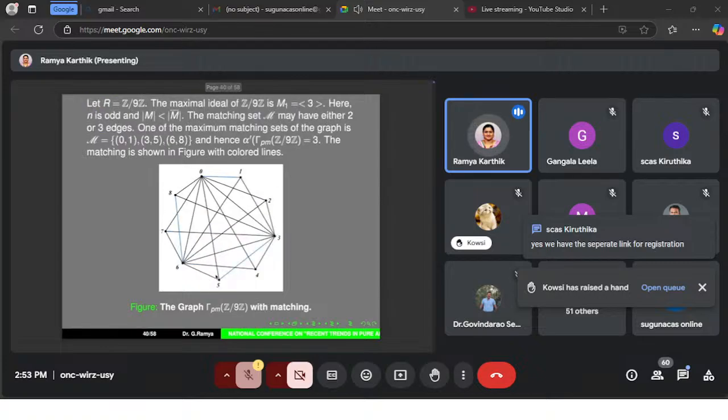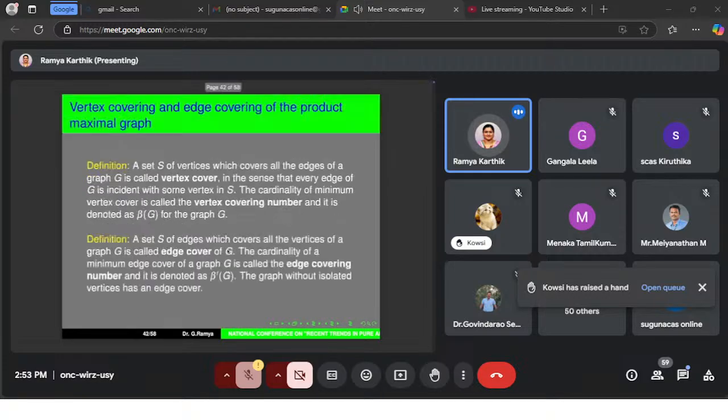And here I gave one example for odd numbers. The maximum matching of Z9 is 3 here. So apart from these blue lines, you are not able to select any other edges.